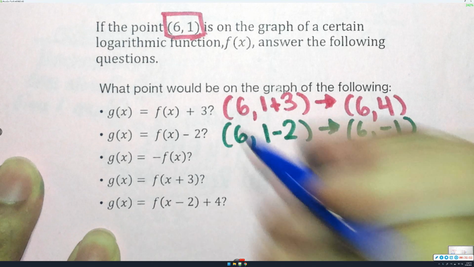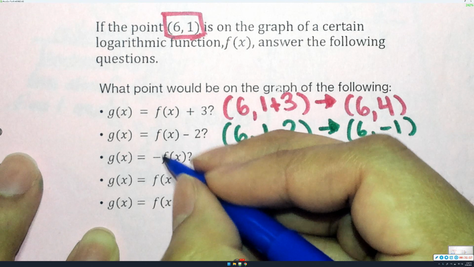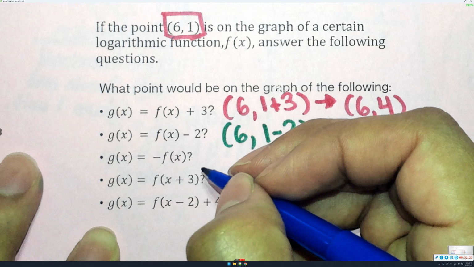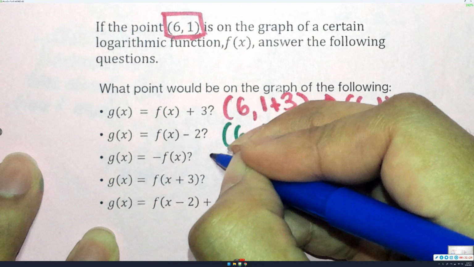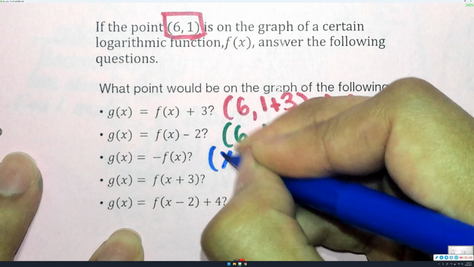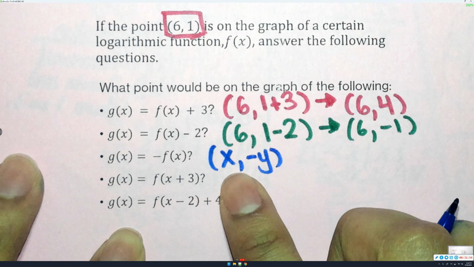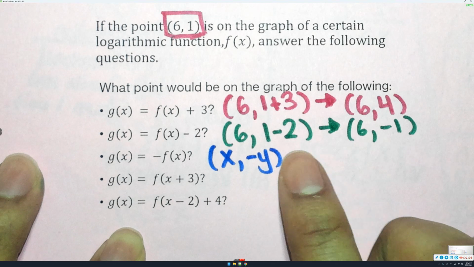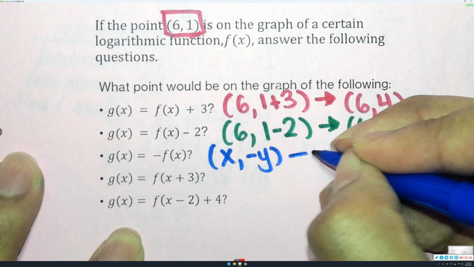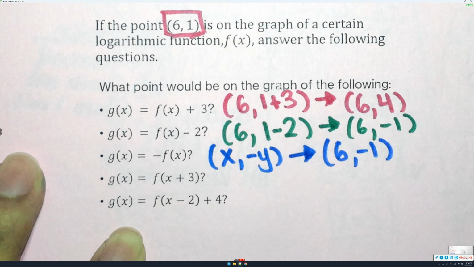Next we have g of x equals negative f of x. If you ever have a negative symbol in front of your function, it's going to be a reflection across the x-axis. How does that affect your coordinates? This will change it to (x, negative y). So the x-coordinate will remain the same, but the y-coordinate will change signs. If it's a positive, it will turn negative. If it's a negative, it will turn positive. So based on that, we have (6, negative 1).